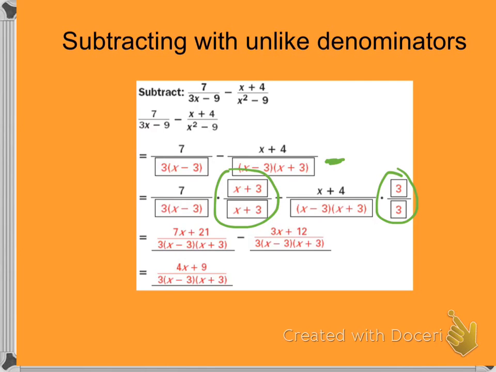So now I got 7x plus 21 on the top down here, and minus 3x plus 12. Now when you do this, you want to make sure that we are always distributing this negative. So this negative's got to go there, and it's also got to go to the other one. So it'll be 7x plus 21 minus 3x minus 12, which will end up getting you this lovely answer of 4x plus 9 over 3 times x minus 3 and x plus 3. And once again, please leave this in factored form. That would be your correct answer there.